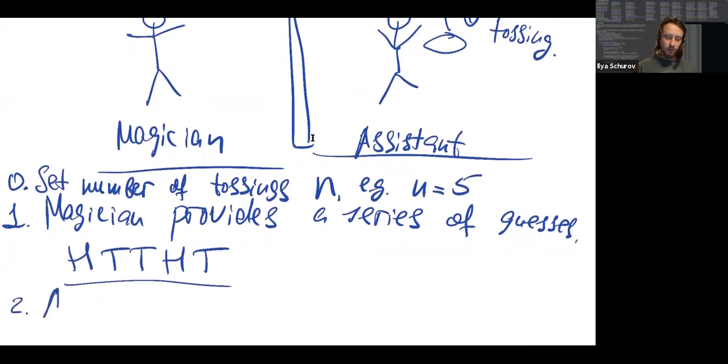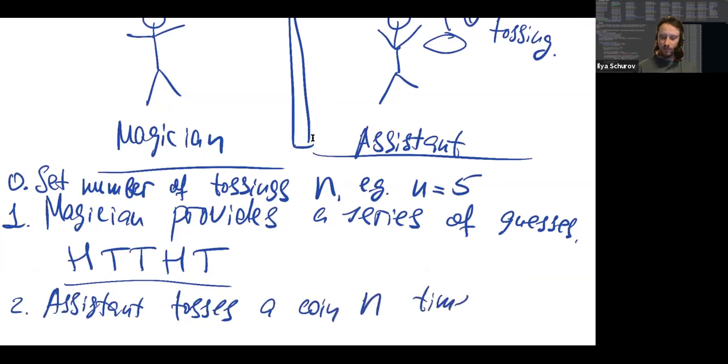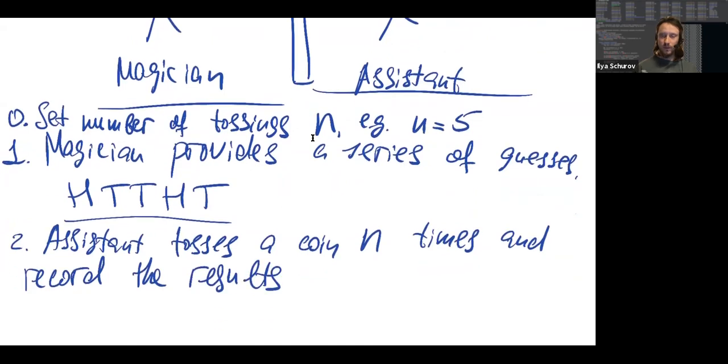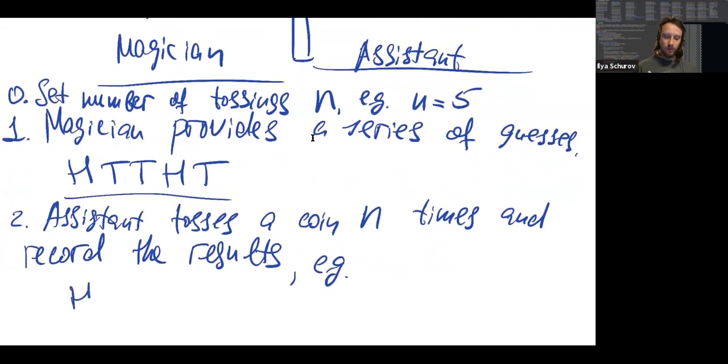Then the assistant tosses a coin n times and records the results. The order of tossings is important. So the result also looks like a sequence. For example, head, head, tail, tail, tail, head.